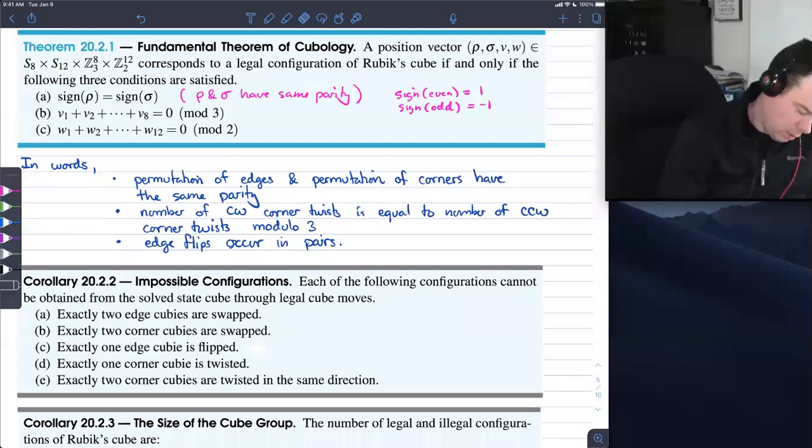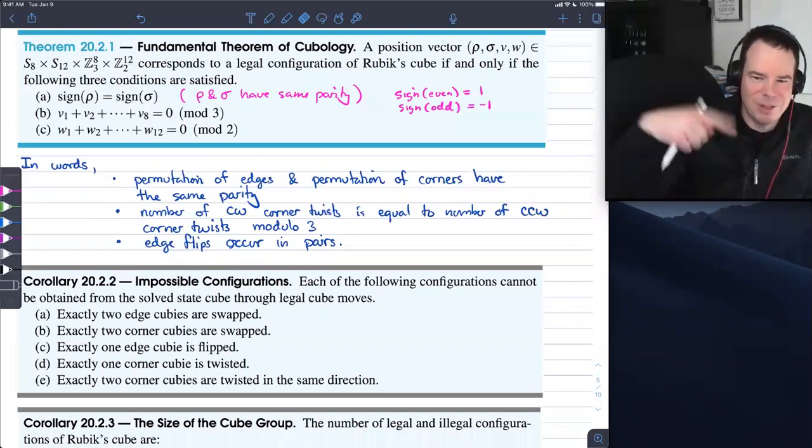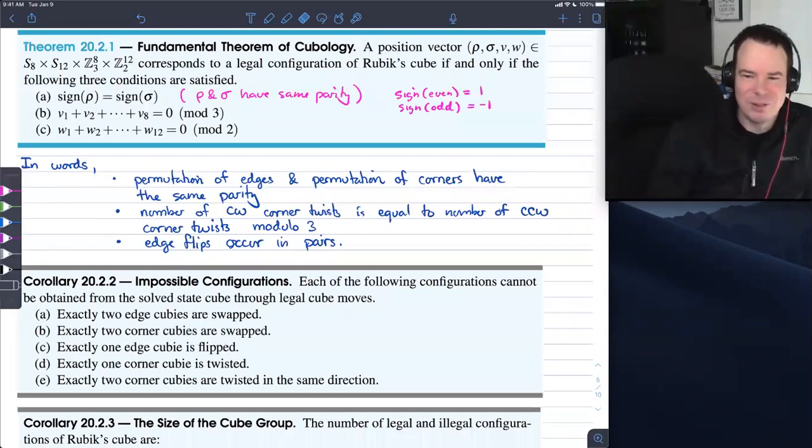How about the next one? Can we have exactly one corner cubie twisted? The answer is no, because one of the V's, the corners, would be either 1 or 2, depending on which way you twisted it, and all the other ones would be 0, and the sum wouldn't be 0 mod 3. Sorry, I keep looking up and flipping the order.